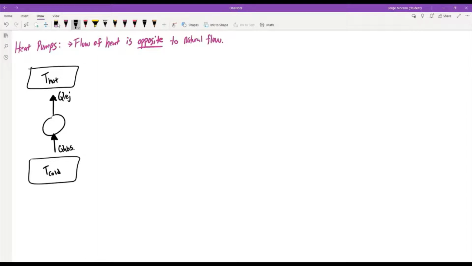So since this is not possible naturally, being that this is a reverse flow of heat, in order for this to be possible, we have to provide an energy input. So we have to provide work to accomplish this. So work in is going to be going into the system. This is the pump.